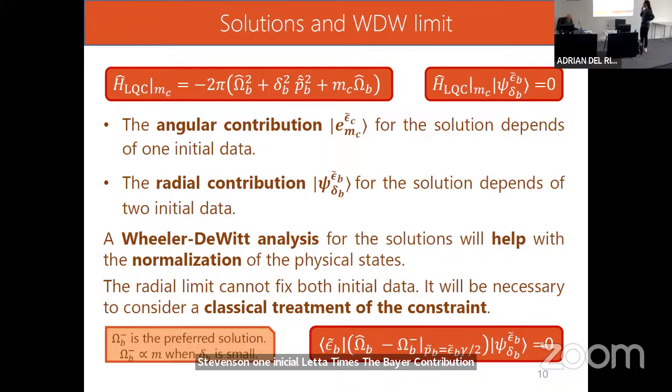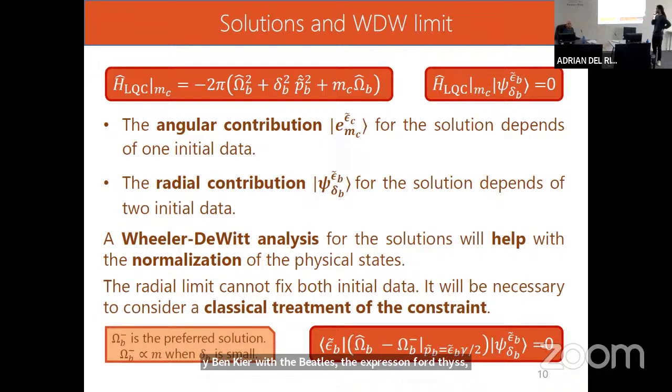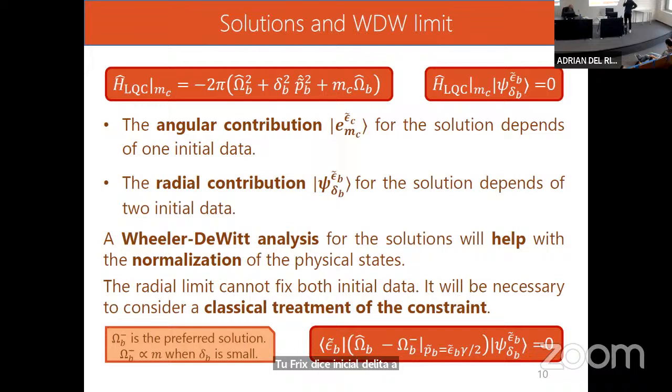The expression for these states can be computed, but I decided not to include them in the presentation because they are lengthy expressions. To fix this initial data, a Wheeler-DeWitt analysis will be helpful. By normalization, the angular contribution can be fixed. However, for the radial contribution, I need an extra condition.